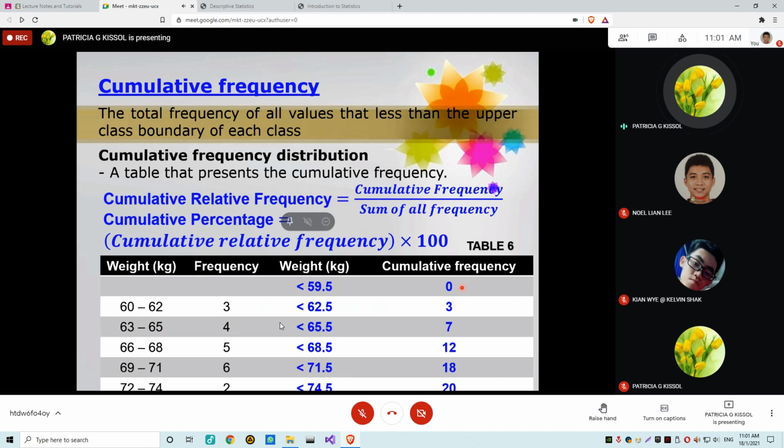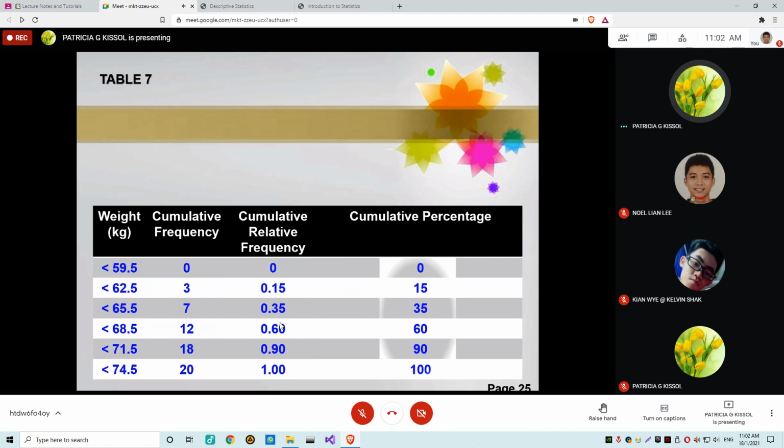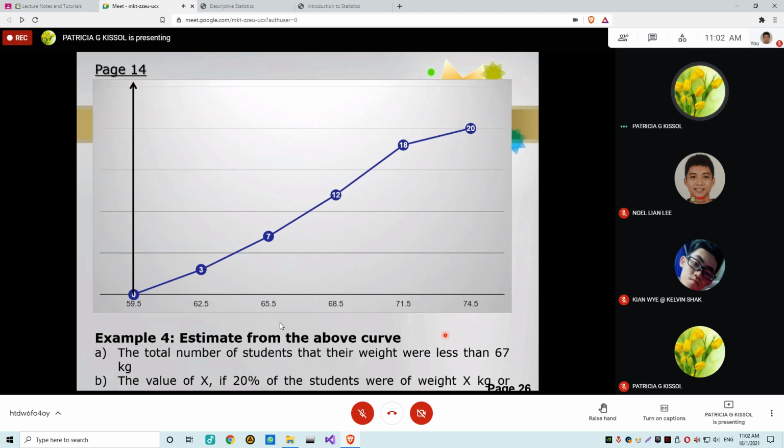So we have cumulative frequency here. That's why you got 0, 3, 7, 12, 18, and 20. The value 20 is practically referring to the total of the frequency here. If you add all the frequencies, it still gives you the value of 20. Of course, here we show the cumulative relative frequency and cumulative percentage, all the values here.